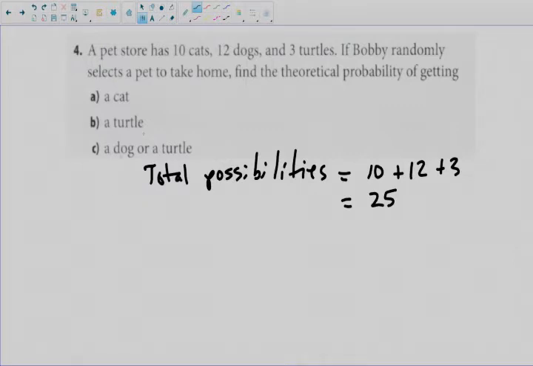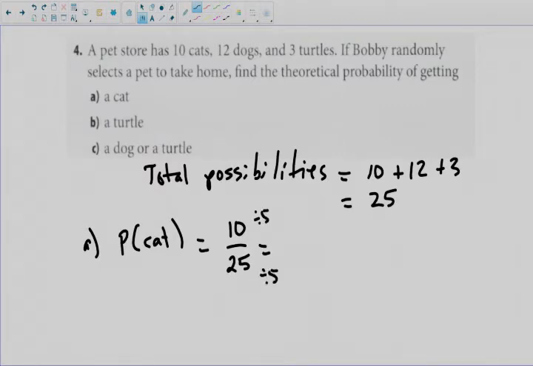Okay, so there's 25 different possible selections. What is the probability of getting a cat? Well, how many cats are there? There are 10 cats out of a total possibility of 25. Now, if we divide that by 5, we get a 2 in 5 chance. Okay, and once again, I'm going to let you calculate the decimal and percentage value.